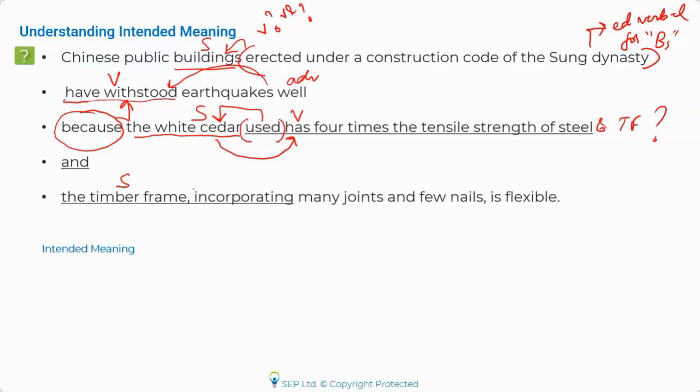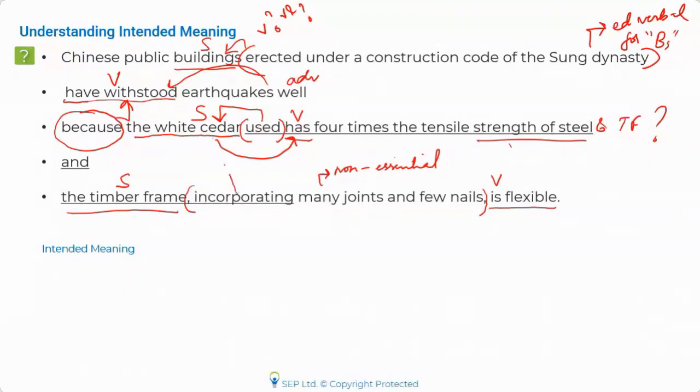Now here I have it in commas. If you see, this is called a non-essential modifier, and non-essential modifiers are placed within commas, and you can think of them as information within brackets. What you're really saying is the timber frame is flexible. So you're saying the white cedar has the strength of steel and the timber frame is flexible. These are the two reasons.